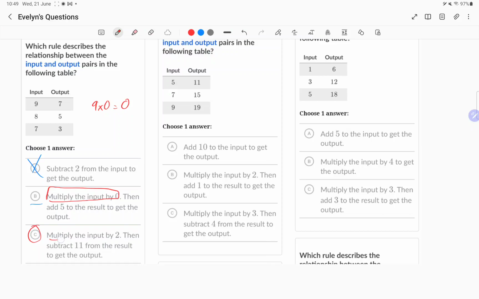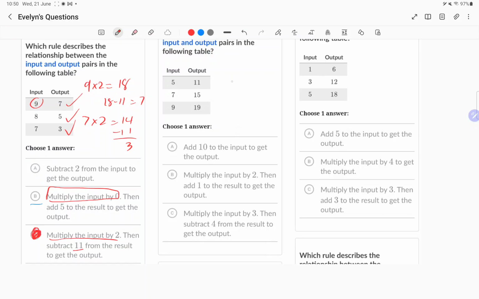but we'll see. Multiply input by 2, then 9 times 2 you would get 18, and subtract 11. So 18 subtract 11 is 7. Correct? Let's try that on the last set here. Multiply input by 2 is 14, and then subtract 11 is 3. That's also correct. If you want, you can test the middle one as well, but the answer should be C.